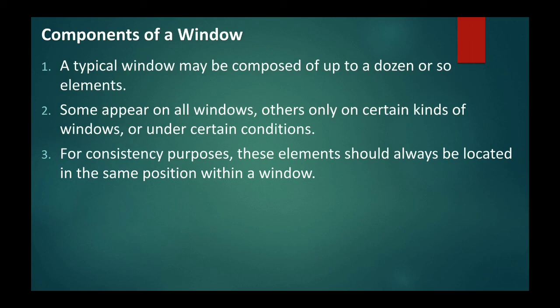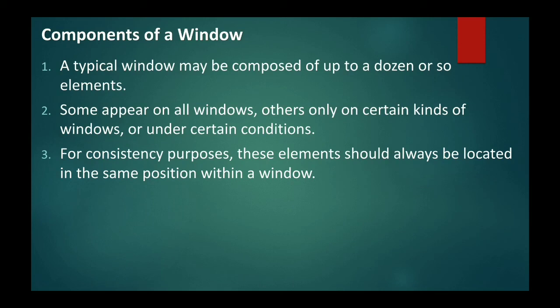A typical window may be composed of up to a dozen or so elements, whatever we will display right now. Some appear on all windows, others only on a certain kind of window or under certain conditions. For consistency, these elements should always be located in the same position within a window.